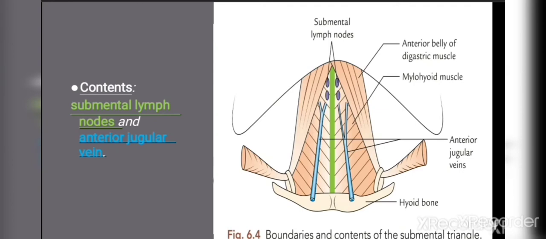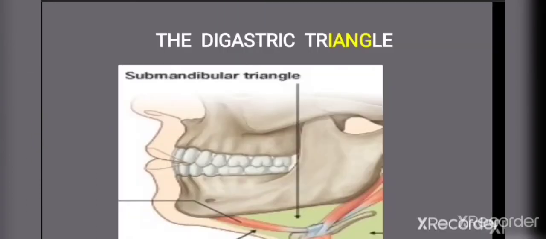Then we come to the contents of the submental triangle. These are the submental group of lymph nodes and the anterior jugular vein. These are the only 2 contents which are found in this submental triangle.